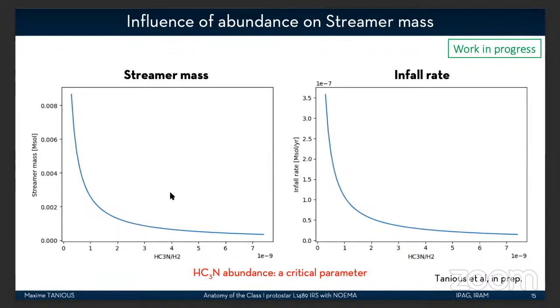So you have on the left-hand side here the streamer mass according to the HC3N to H2 abundance, and on the right-hand side the same plot but for the inflow rate. And you can see that depending on the abundance that we take, the mass and the inflow rate can vary by a few orders of magnitude. So it's a very critical parameter.